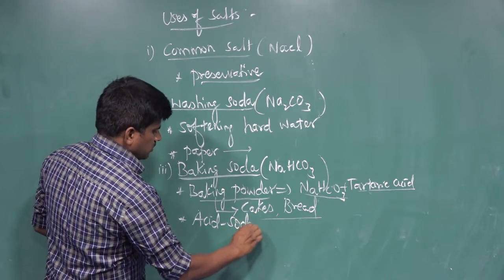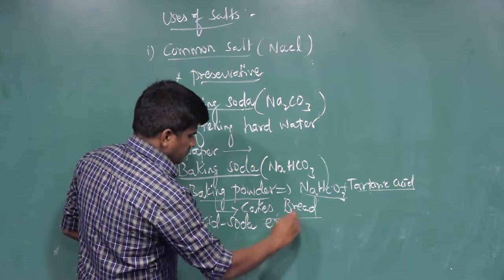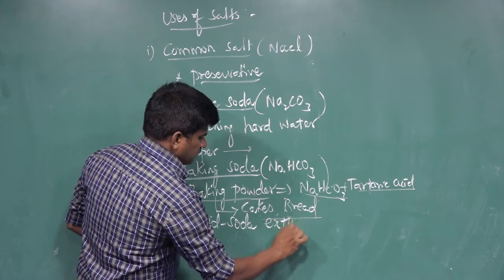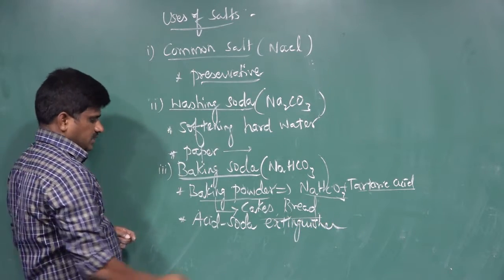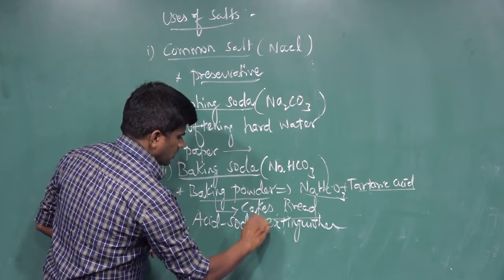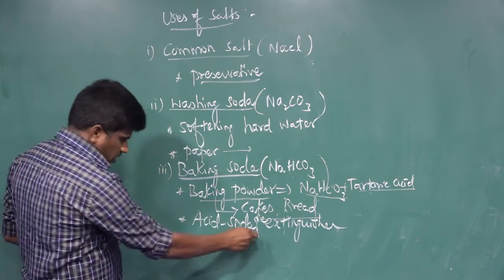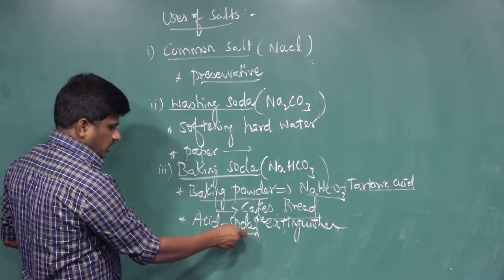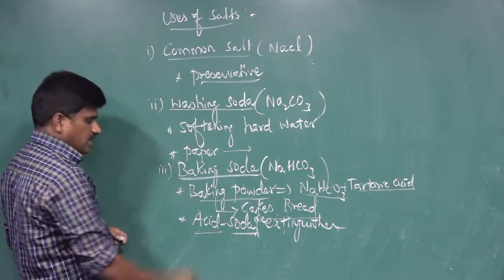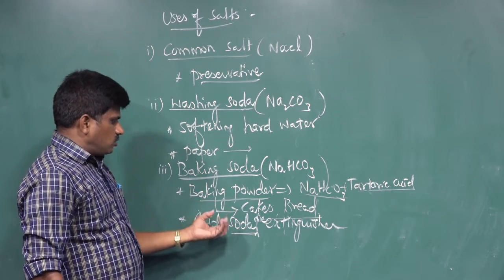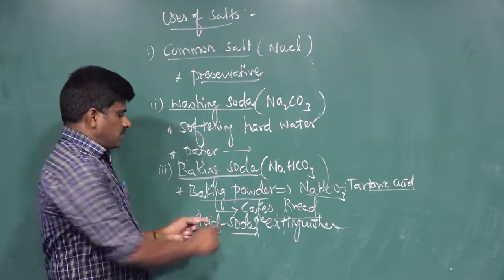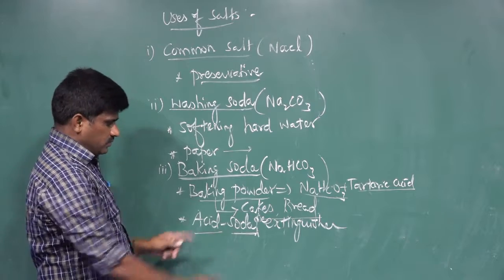fire extinguisher. The soda acid fire extinguisher. Here, the soda is baking soda, and it is mixed with an acid, which we take as sulfuric acid. When the baking soda is mixed with the sulfuric acid, these two react together.